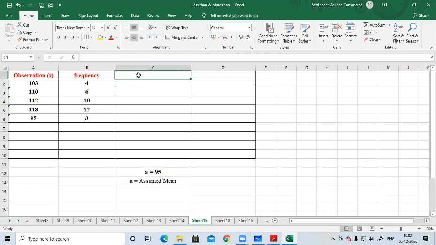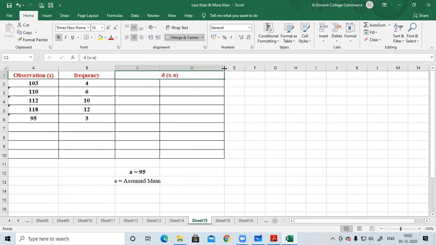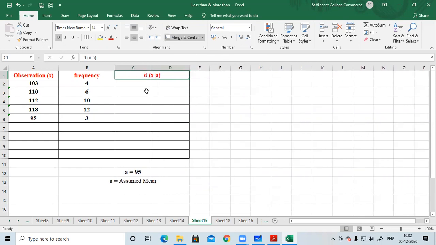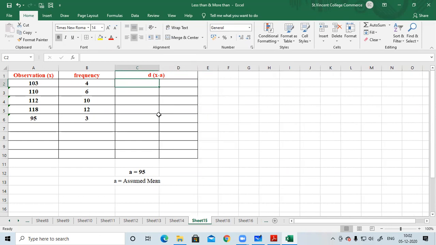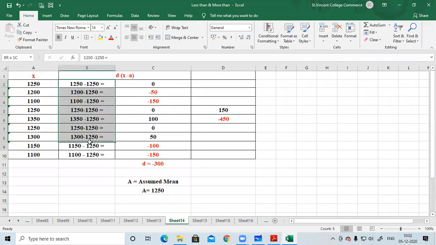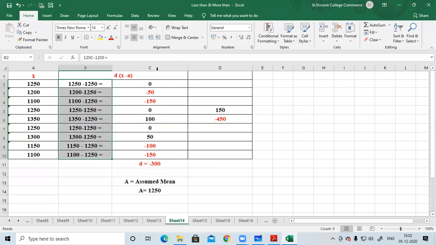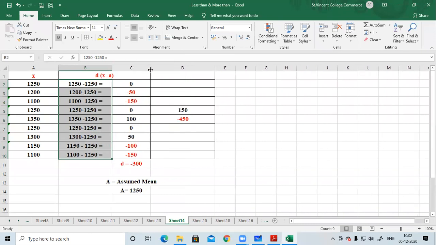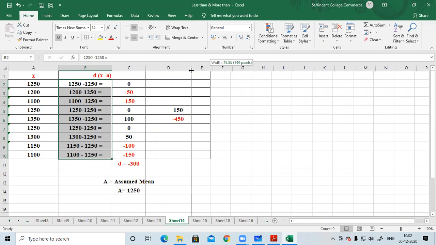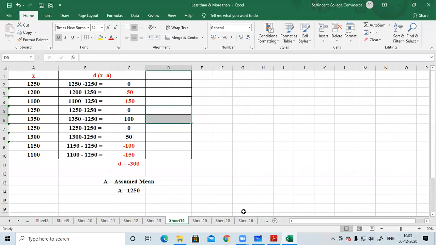So what is X equal to? Now, D is equal to X minus A. D is X minus A. I'm just doing it in separate columns so that you understand. You can do both in one column. You need not show the calculation like what I showed here. I am doing those calculations so that you understand how D has actually come into the picture. Is that clear?